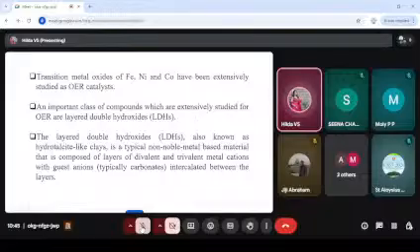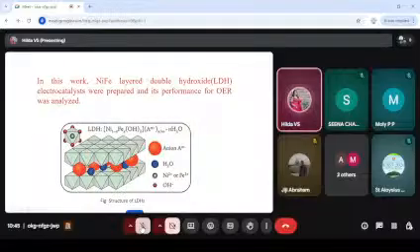That is, they are hydrotalcite-like clays, a typical non-noble metal based material composed of layers of divalent and trivalent metal cations with guest anions. They are typically carbonates, and these are intercalated between the layers. This is a schematic structure of LDH. We can see that in between the layers there are anions, typically carbonates or water molecules trapped, and these layers are made up of either divalent or trivalent metal cations.